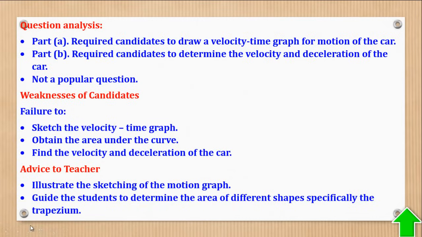So question analysis. Part A required candidates to draw a velocity time graph for the motion, and part B required candidates to determine the velocity and deceleration of the car. It was not a popular question, meaning few students attempted it, but some who attempted it misfired somewhere. One was failure to sketch the velocity time graph. Now this one should be done with a ruler. Velocity time graph should be done with a ruler.